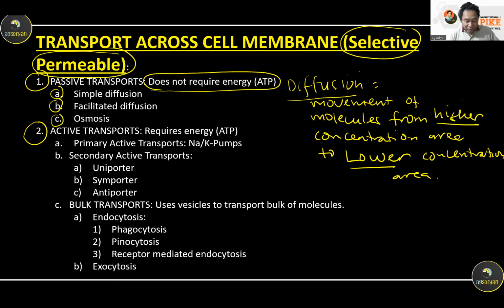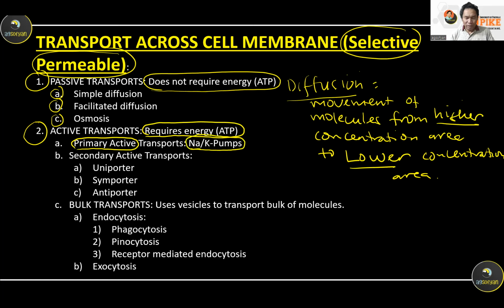And then for the active transport, from the name, it is active. It means that it requires ATP, requires energy. There are several types. The first type is called the primary active transport. And we have a lot of this primary active transport in our cell membrane. They are called sodium potassium pumps. So this is the pumps.